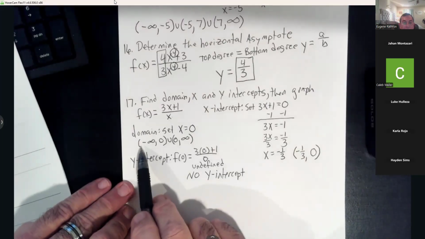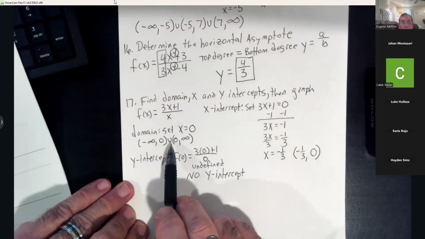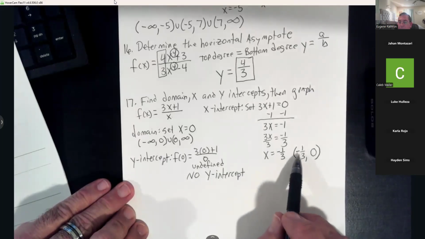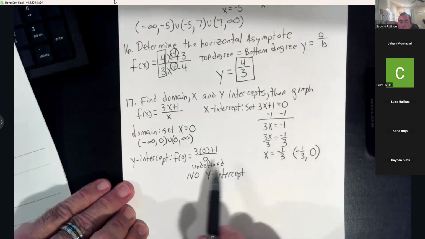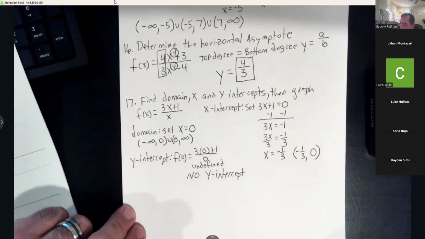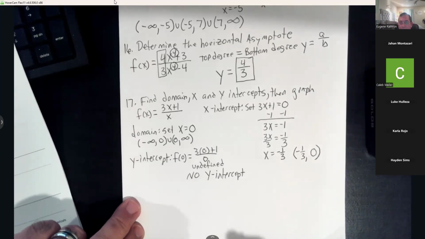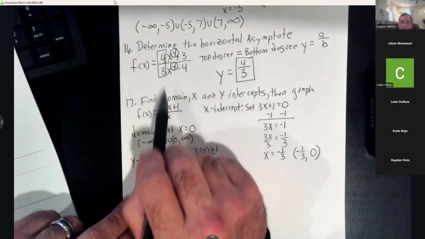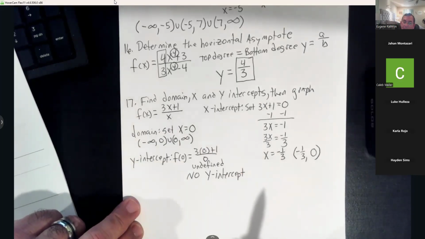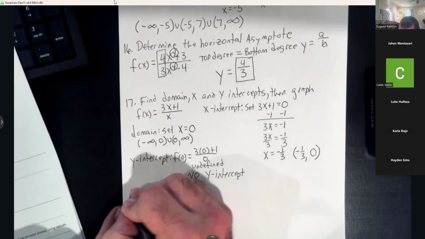So my domain was negative infinity to 0, union 0 to infinity. My x-intercept was negative 1/3, 0. I have no y-intercept. Now, to help you pick the graph, at this point, y'all, you could go to y equals and plug it in, or you could actually find your vertical asymptote and your horizontal asymptote.